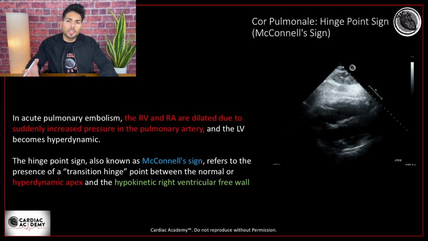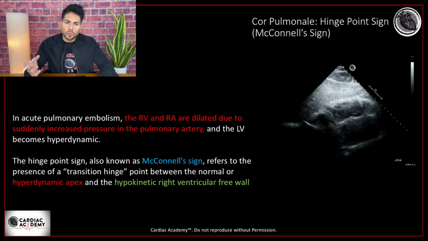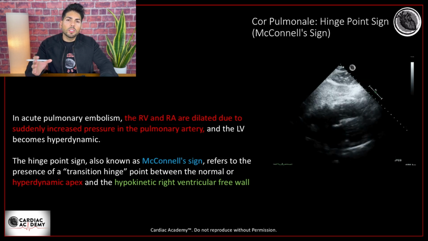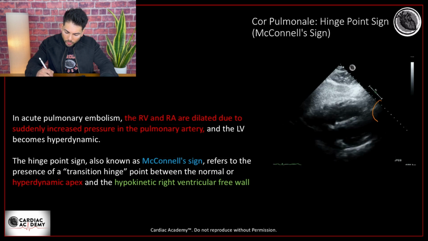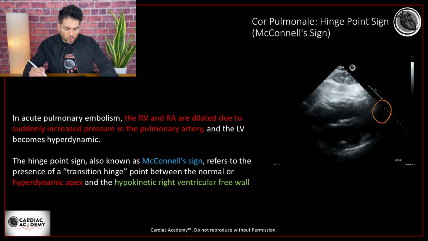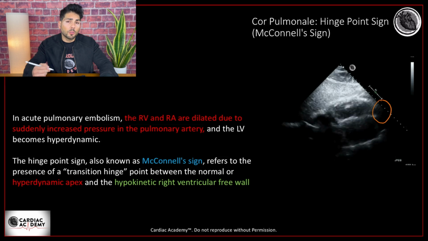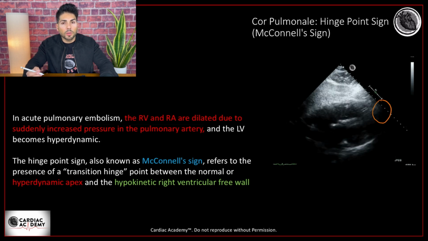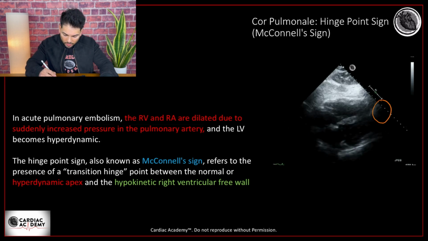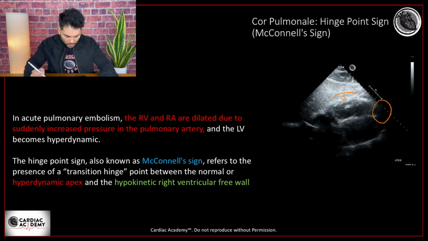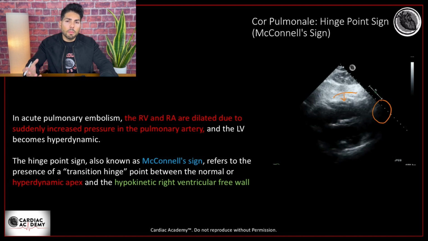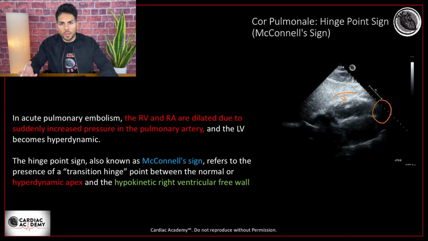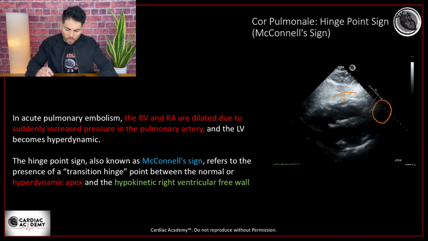So the McConnell sign refers to a presence of a transition hinge, which you can see at the apex. In this particular image, it's not the best one to see it, but we'll see a different example. And you're also gonna see that the right ventricular wall becomes hypokinetic, okay? Like in this image right here, while keeping the apex beating or contracting, okay? Let's look at a better example.